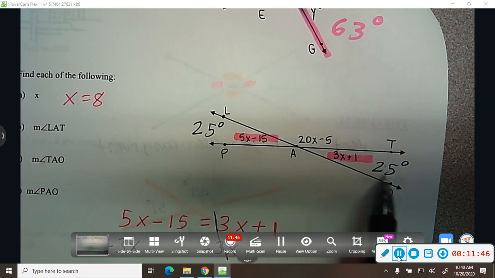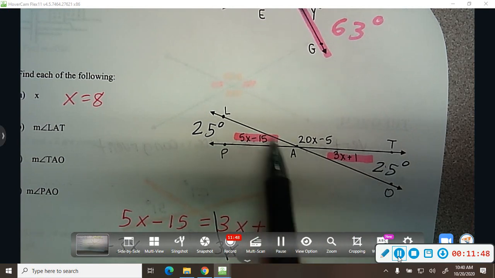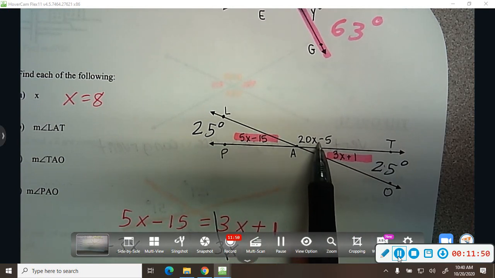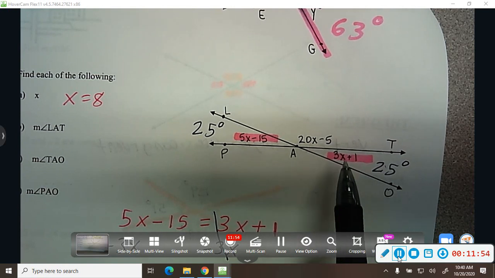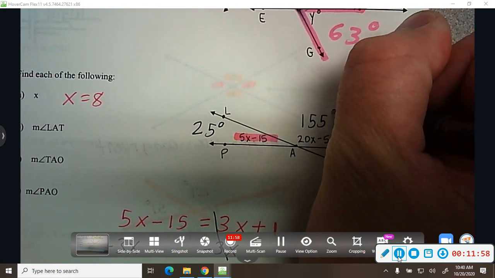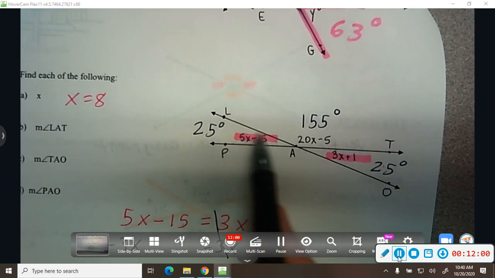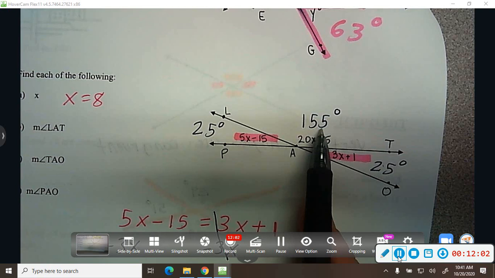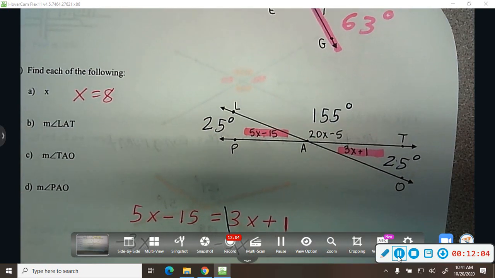They're vertical angles. And then plug an 8 in here. 20 times 8 is 160. 160 minus 5 is 155. Double check. Is 25 plus 155 180? Yes. So now I can fill this in.